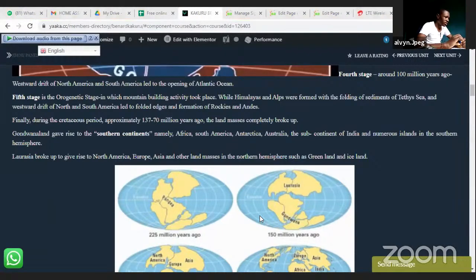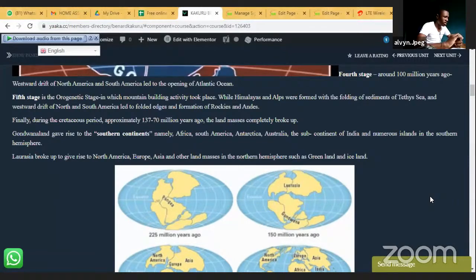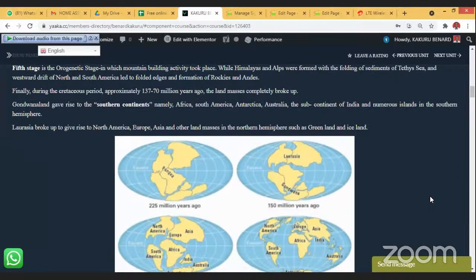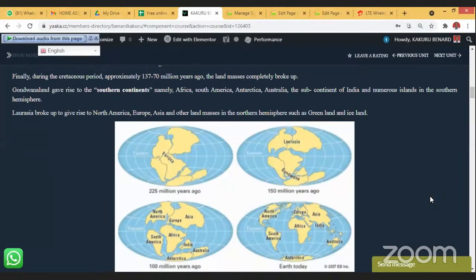Finally, during the Cretaceous period, approximately 137 million years ago, Gondwanaland gave rise to southern continents, namely Africa, South America, Antarctica, Australia, the subcontinent of India, and numerous islands in the southern hemisphere. Laurasia broke up to give rise to North America, Europe, Asia, and land masses in the northern hemisphere, such as Greenland and Iceland.